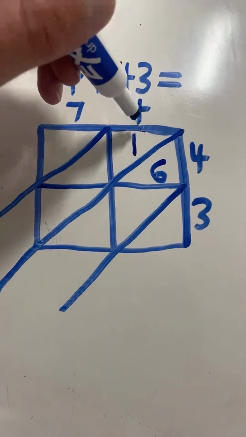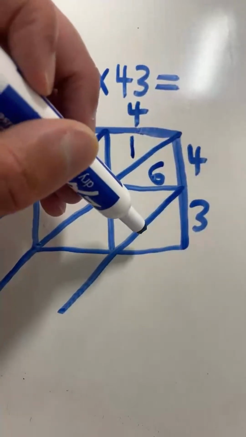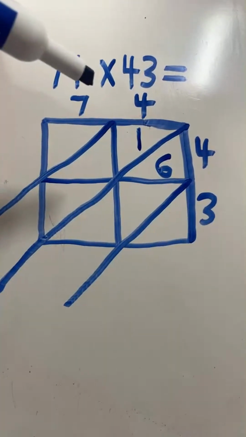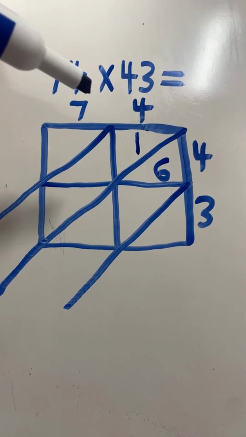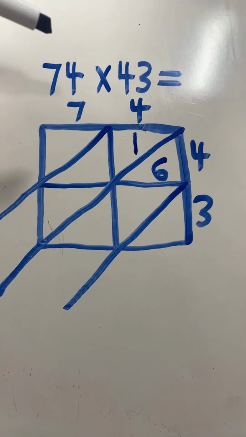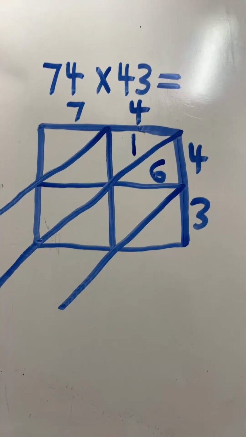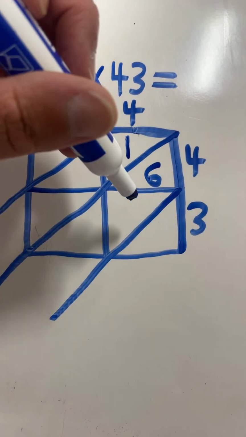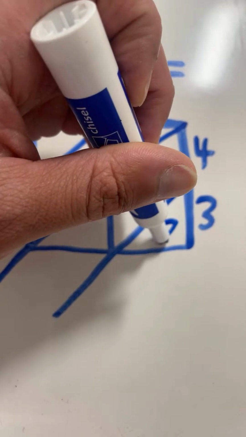Next, we're going to multiply 4 times 3, and the answer to 4 times 3 is going to go into this square here, the square at the bottom right. So 4 times 3 equals 12. Again, an answer goes in each square, but a digit goes in each triangle. So the digit in the tens place for the number 12 goes in the top triangle. The digit in the ones place goes in the bottom triangle.